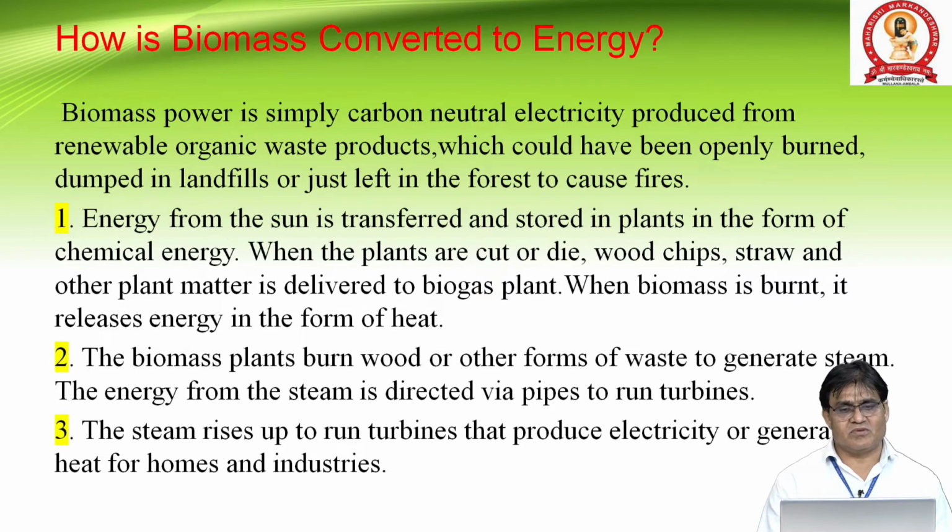The first conversion process of biomass into energy: the energy from the sun is transferred and stored in the plant in the form of chemical energy. When the plants are cut or die, wood chips, straw, and other plant matter are delivered to the biogas plant. When biomass is burned, it releases energy in the form of heat. The biomass plant burns wood or other forms of waste to generate steam. The energy from the steam is directed via pipe to run turbines. The steam rises up to run the turbine that produces electricity or generates heat for homes and industry.